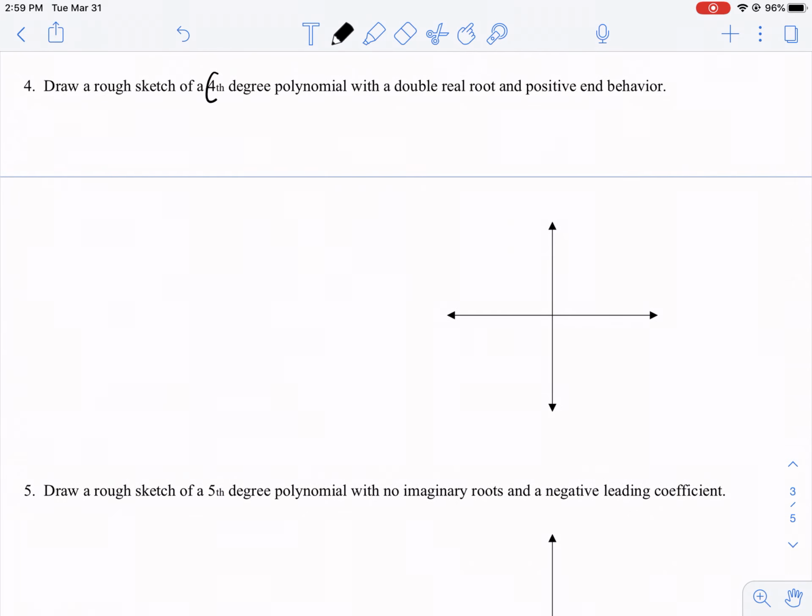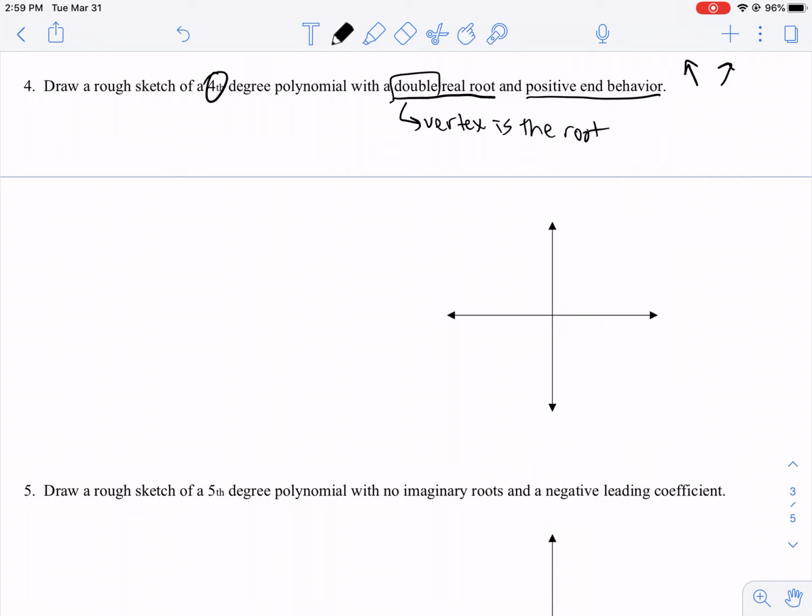Draw a rough sketch of a 4th degree polynomial with a double real root, positive end behavior. So 4th degree is even, that means my tails match. Positive means they're going to both go up. A double real root. So what a double root is, when you have the same root twice. So you get the same number twice for a root. So that happens in special circumstances in quadratics when we're factoring, but essentially to get a double root, that means your vertex is the root.